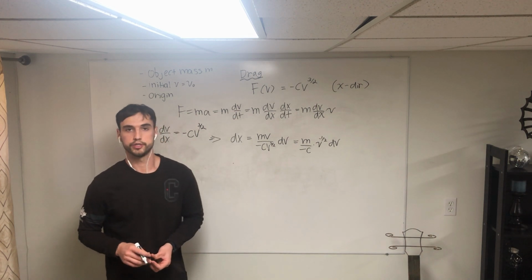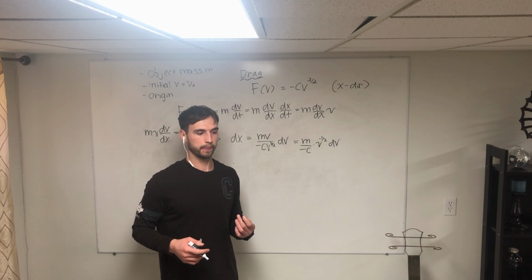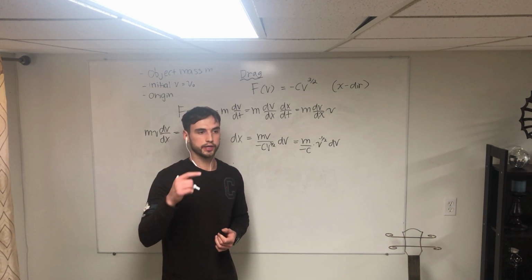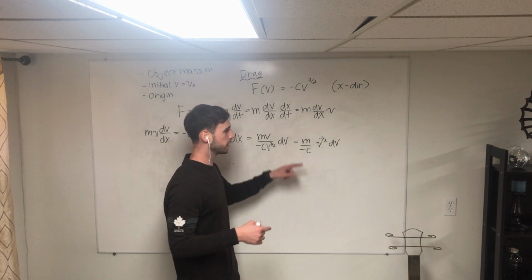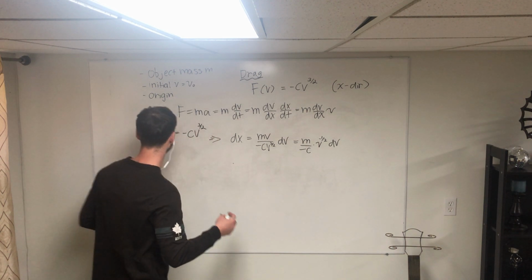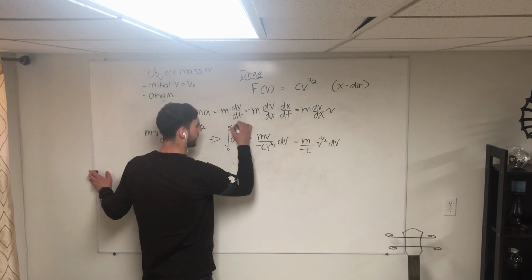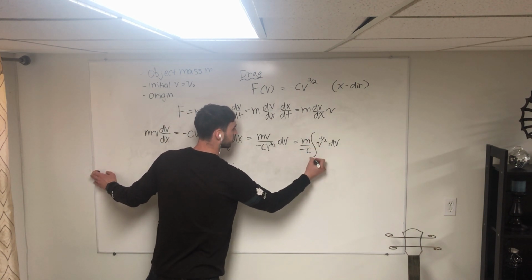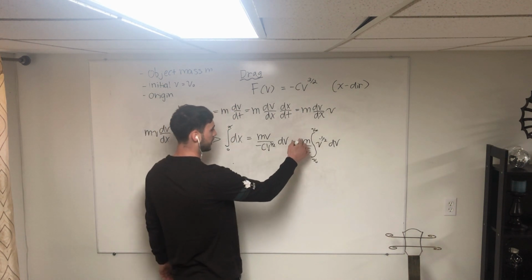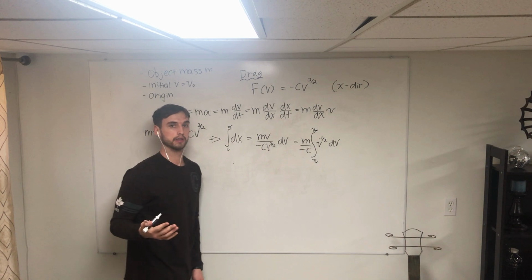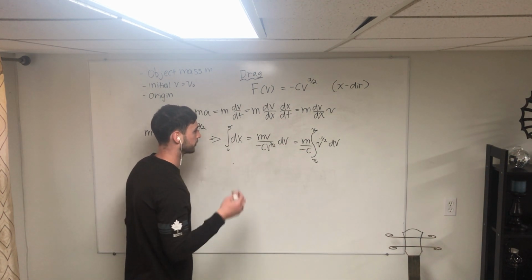At this point, we're just going to integrate. We integrate dx with respect to x, from 0, since we start at the origin, up to x. On the v side, we're going to go from v0 to vf. And the reason we can take this out, the m over negative c, is because it's constant. m is in kilos, and c is just going to be a constant, some number.